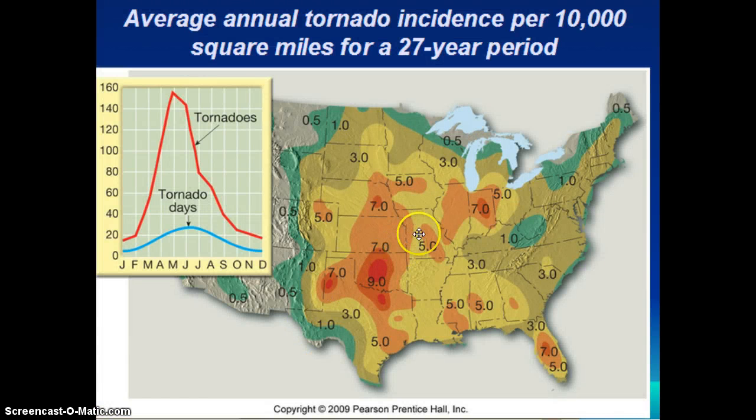Here's the annual tornado incidence per 10,000 square miles over a 27-year period. And we're noticeably up here at roughly 5 tornadoes per 27 years, and we've actually had a couple even in the last several years. Notice tornado season: we've got kind of late April, it starts picking up, May, June, and then it starts falling again. But here's July, and July isn't exactly zero.